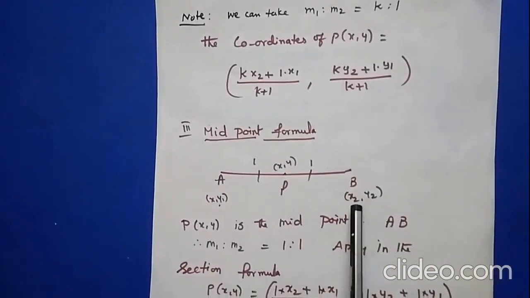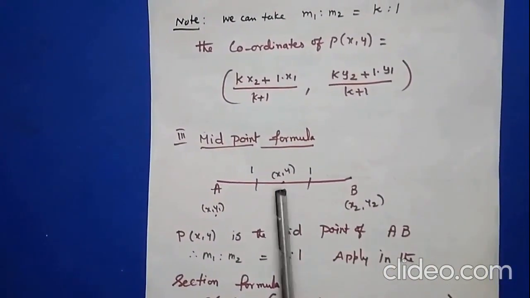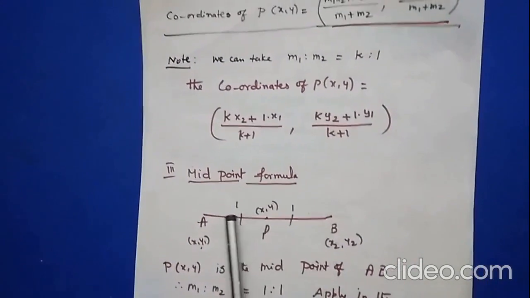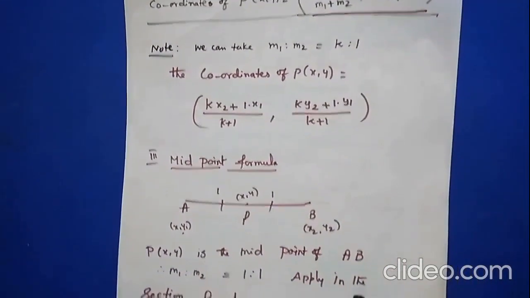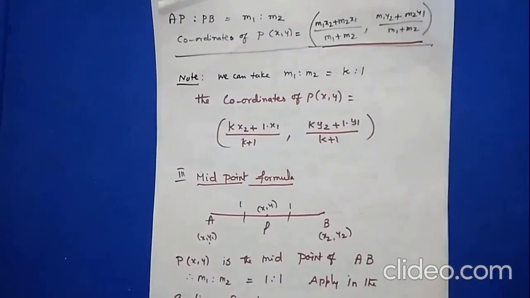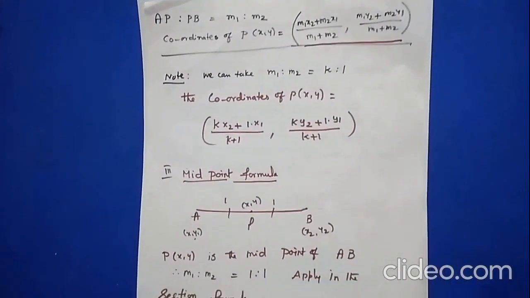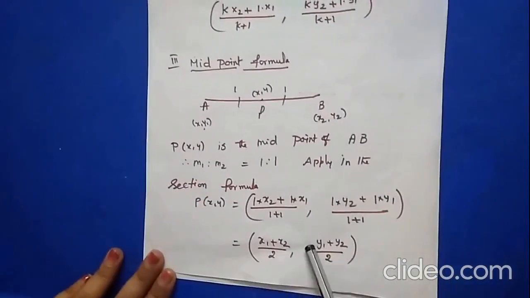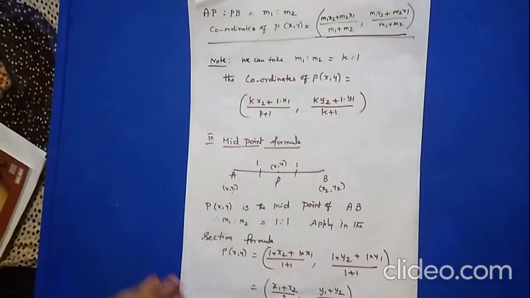A is x1, y1, B is x2, y2, and P is the midpoint. Therefore the ratio AP to PB becomes 1 to 1. Apply 1 in the place of M1, and 1 in the place of M2. We will get (x1 plus x2) by 2, (y1 plus y2) by 2. This is the midpoint formula.